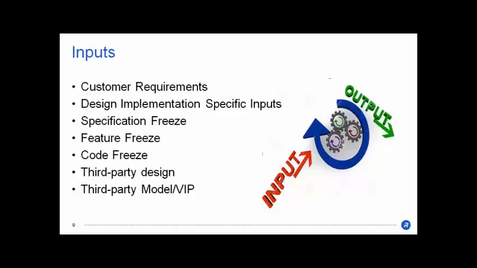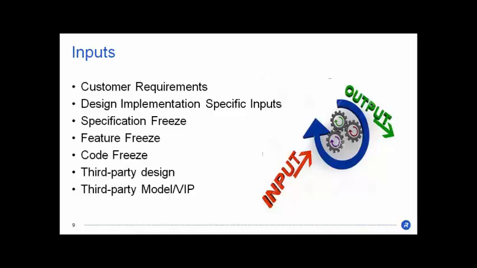The specification freeze: at some point in time, the architecture team has to freeze the spec, saying that yes, this is the final definition of the IP and no more changes, because if you change anything, it has to go through the complete process where the design has to be changed, your verification test tools have to be changed, the complete environment is changed, so that impacts the schedule.